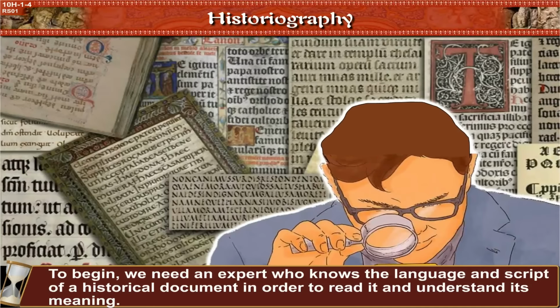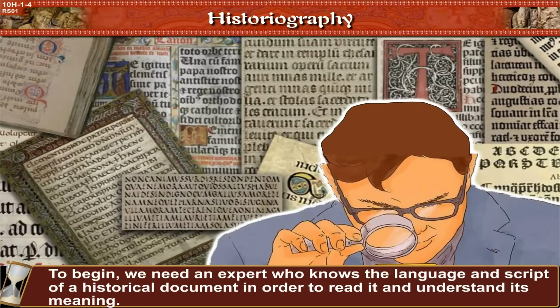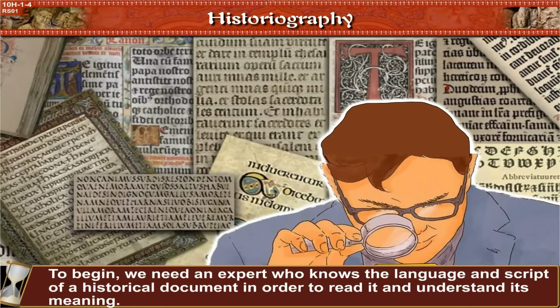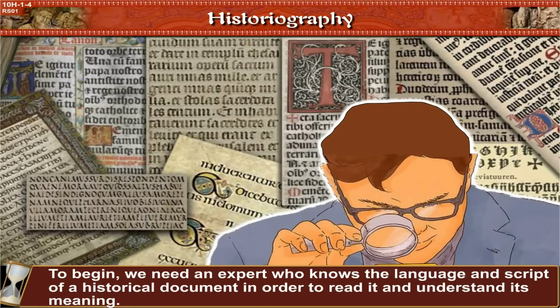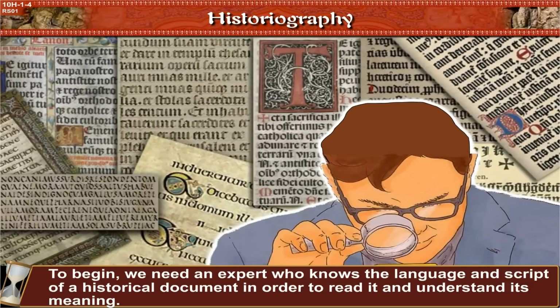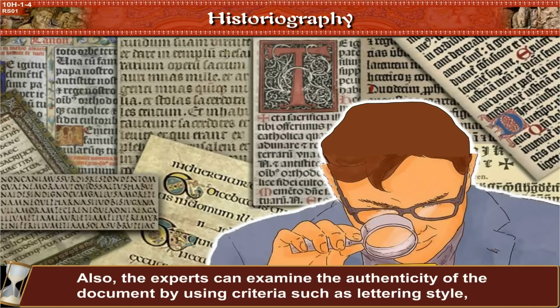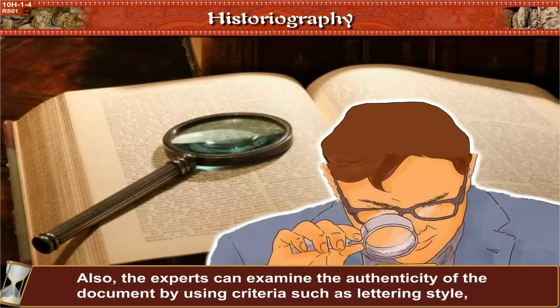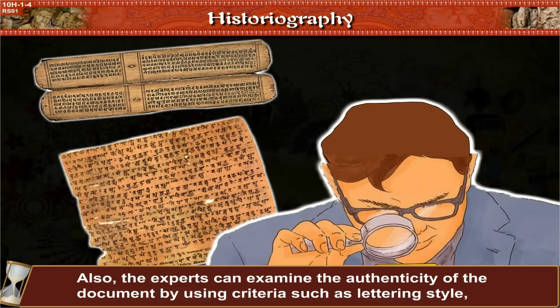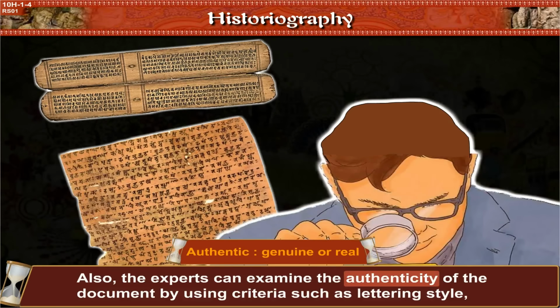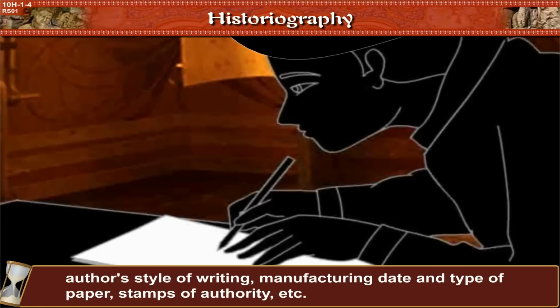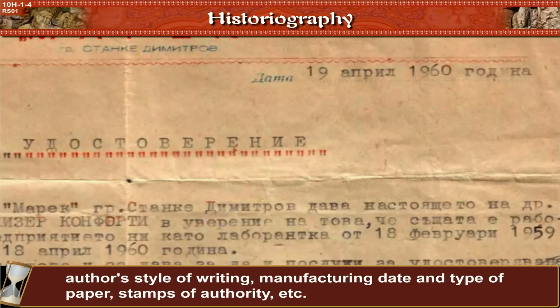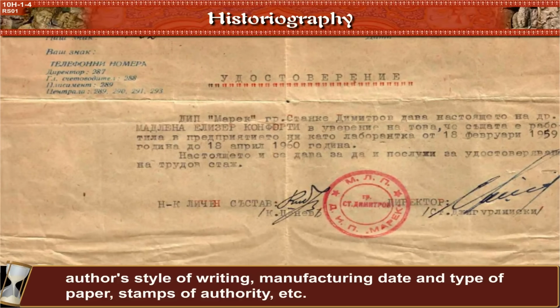To begin, we need an expert who knows the language and script of a historical document in order to read it and understand its meaning. Also, the experts can examine the authenticity of the document by using criteria such as lettering style. Now, authentic means genuine or real. Author's style of writing, manufacturing date and type of paper, stamps of authority, etc.